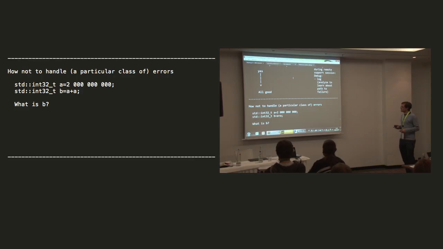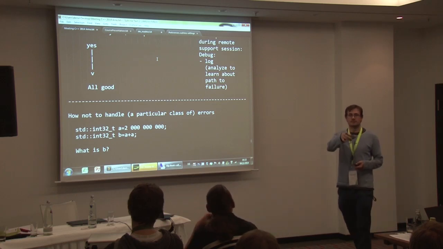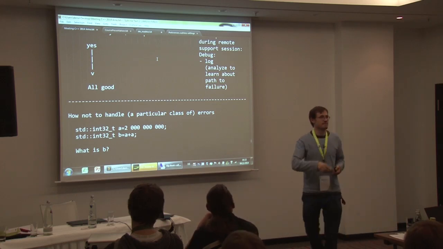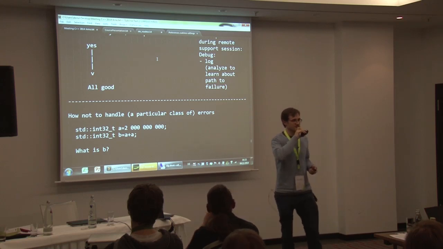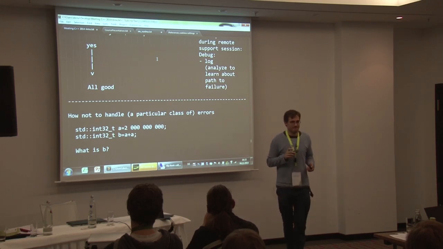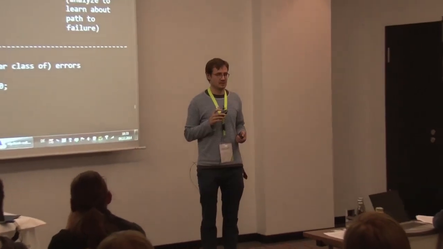How not to handle a particular class of errors. So you've got a 32-bit int, that's 2 billion, and you add two of them together. What's B? Minus something. Okay, anyone else? Undefined behavior. Undefined behavior. Okay. Now, what does that mean?